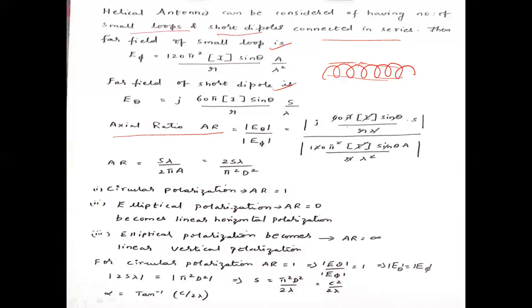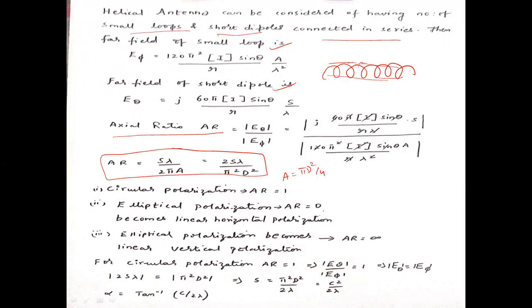So if I take the ratio of both of them, most of the terms get cancelled. Finally, I'll have my AR value as 2s lambda by pi square d square, where we know that A is equal to pi d square by 4. Just substitute that, we'll be getting this one. In circular polarization, elliptical polarization, we'll study with three cases.